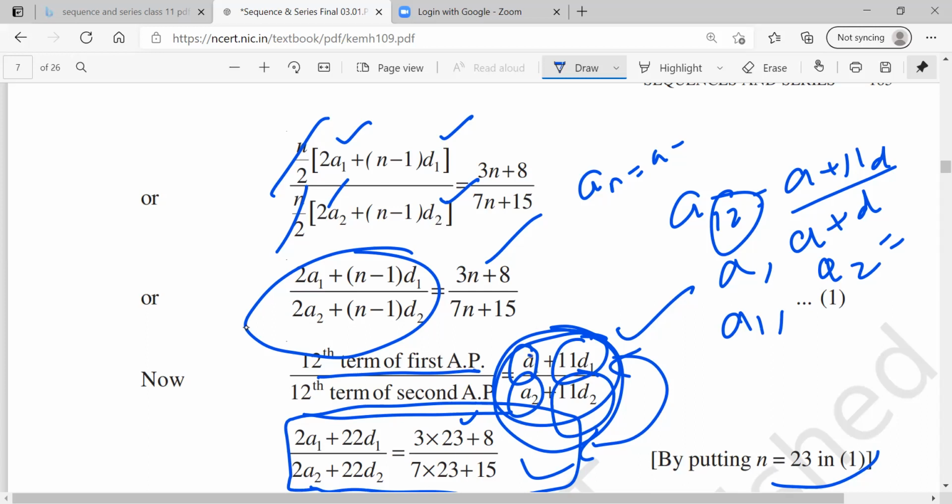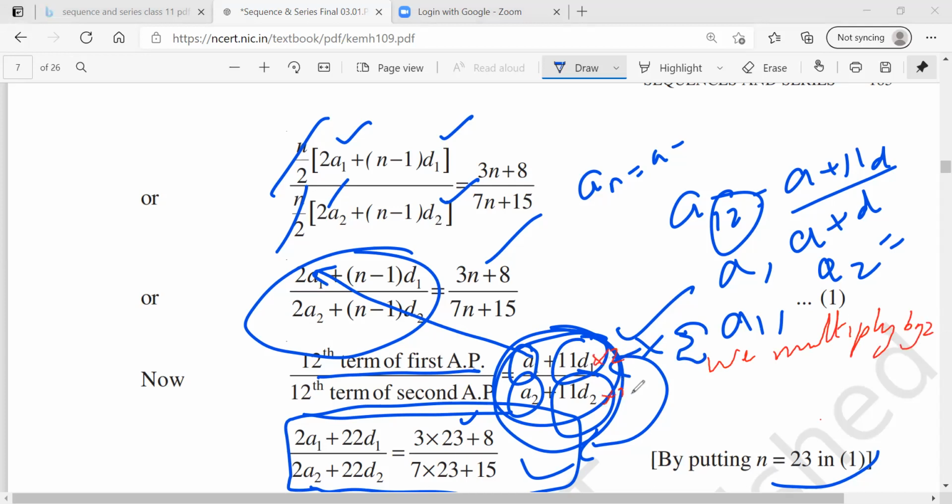Just compare this a1 with this 2a1. So what is missing here? 2a1 is there, so we multiply by what? I'll write down here. We multiply by 2 on the denominator and numerator, so by 2 and by 2. So we'll get what? 2a1 plus 22d1, and here 2a2 and 22d2.